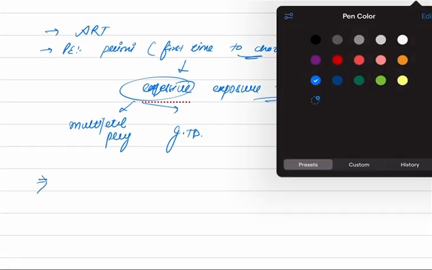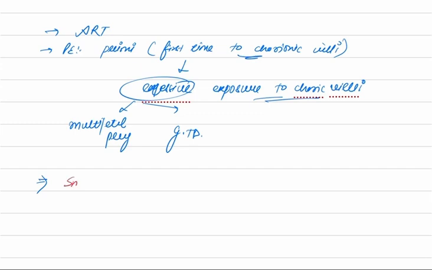Usually we say that smoking is a protective factor for preeclampsia. This is important.